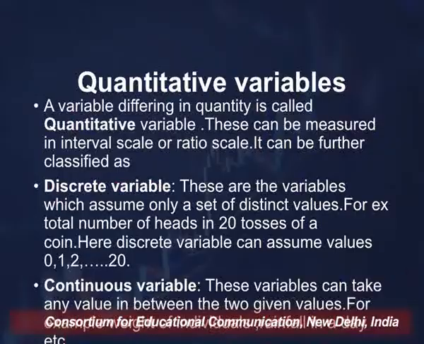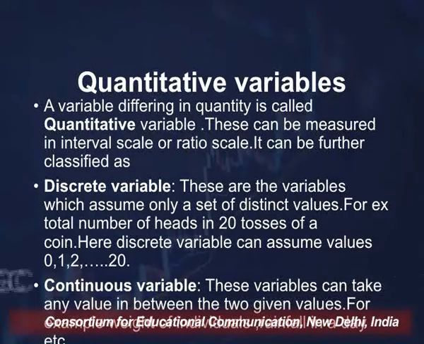Quantitative variables can be further divided into two types, discrete variables and continuous variables. Discrete variables are the variables which assume only a set of distinct values. In fact, these set of distinct values are integer values. Let me illustrate it through an example.